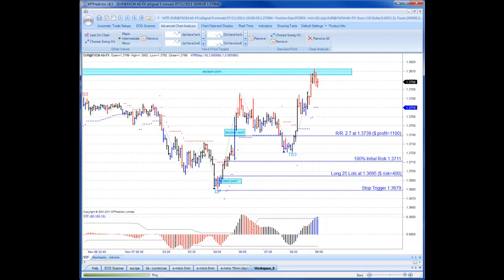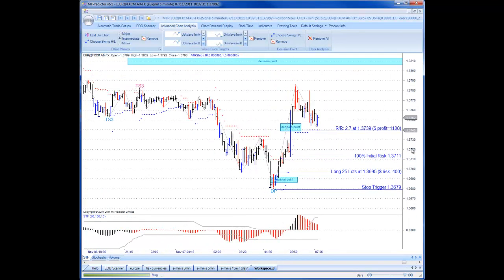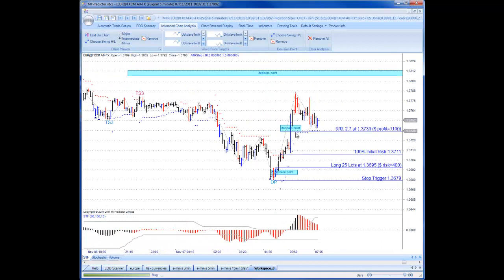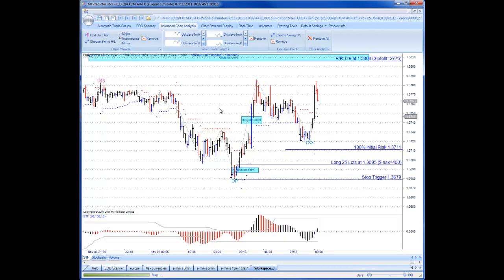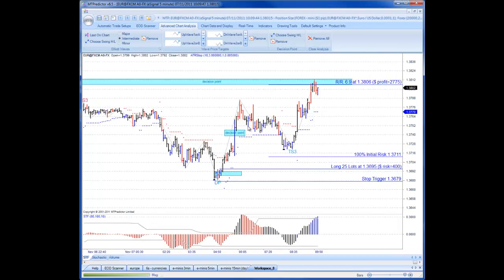So again, in advance, you'd have known that you wouldn't really want to be coming out at this level. What you'd want to be doing is actually riding the trade up into the higher level here for a potential 6.9 or almost 7R profit. And as you can see, this is exactly what happened, and we actually had a chance to pyramid, in other words, add another long trade on the way up.